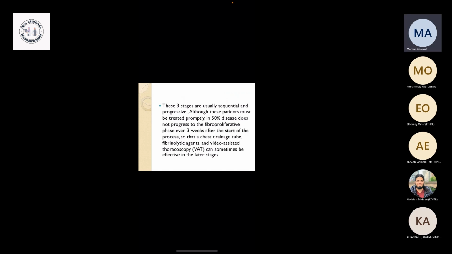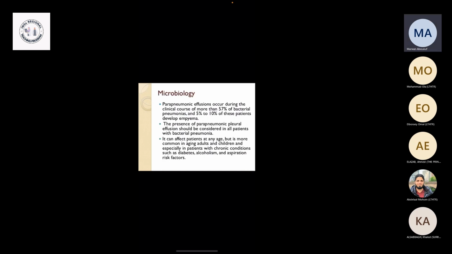These three stages are usually sequential and progressive. Although this patient must be treated promptly, in 50% the disease does not progress to the fibroproliferative phase, which is the last one, even 3 weeks after the start of the process. So chest drainage tube, fibrinolytic agents, which we will use only for the third stage, and maybe surgical intervention like VATS, video-assisted thoracoscopy, can sometimes be effective in later stages.